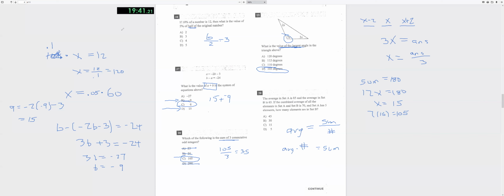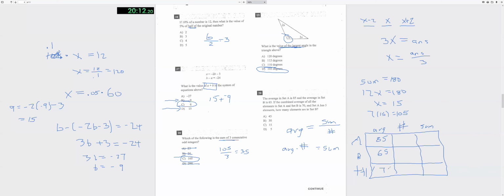So what we know, let's actually make a little table here to organize our information. We're going to say we've got set A, set B, and then combined. And average times the number of numbers equals the sum. So what we know is that set A has an average of 85, set B has an average of 65, and their combined average is 70.